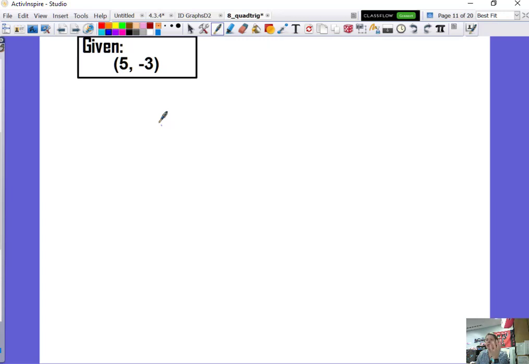Here, I'm going to give you a point. A positive, negative is going to give me something in the fourth quadrant. I'm going 5 to the right and down 3, so my point is approximately here. No matter which point I choose, anywhere in the coordinate plane, I can draw a right triangle, and I know the sides of the right triangle because of what's given to me. I know the coordinate, and this coordinate is 5, negative 3.